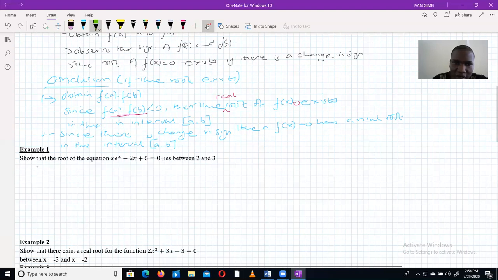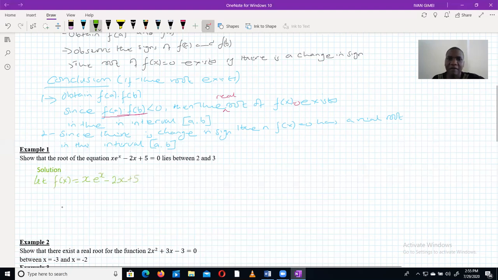So let's see how we can do this. We're going to use the sign change approach. When you find a question that has not restricted you to the graphical approach, simply use the sign change approach and continue, because it is a bit short. So what we do here, we shall say let f(x) be equivalent to x^x minus 2x plus 5.